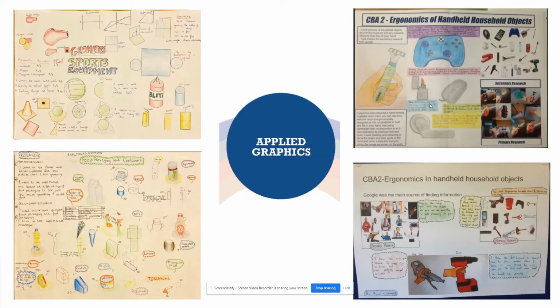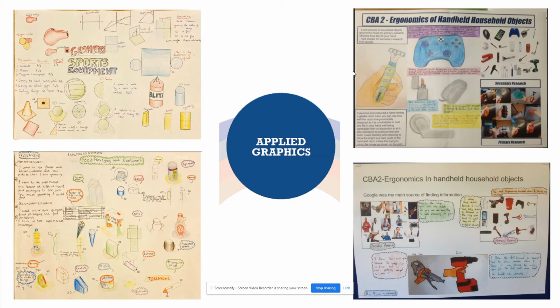And then we've got applied graphics. So applied graphics is basically using the 2D and the 3D graphics in the real world. And this mainly comes through in the CBAs. So we've got CBA 1, which is usually geometry, and it's kind of a sketching technique and a sketching CBA. So you would research geometry in an area of your choice.